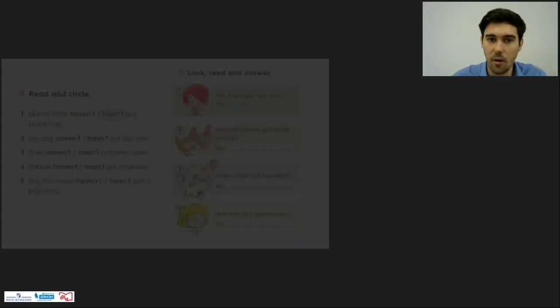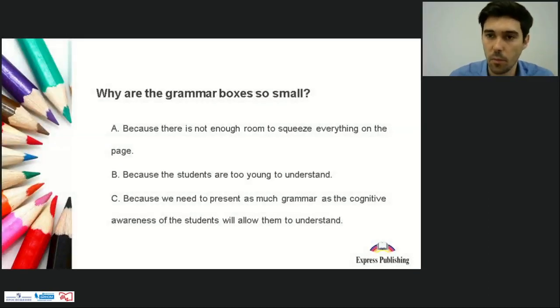Next point. Why are the grammar boxes so small in our primary books? Again, as I'm sure you've seen, in many of the primary books for our younger learners, there's not so much focus on grammar. So why is this? Perhaps because there is not enough room to squeeze everything on the page. So perhaps we have too many pictures on our page and not enough room for grammar.